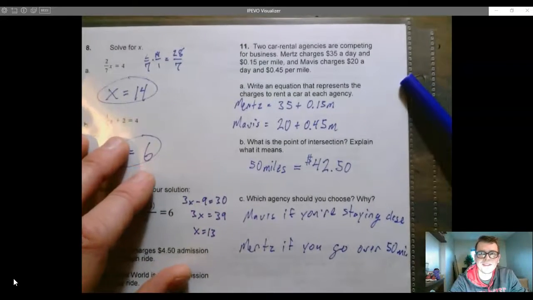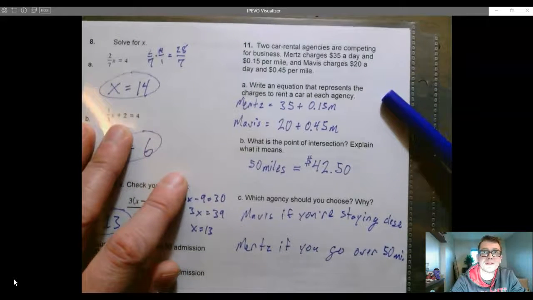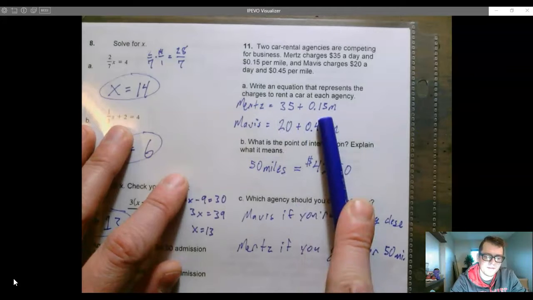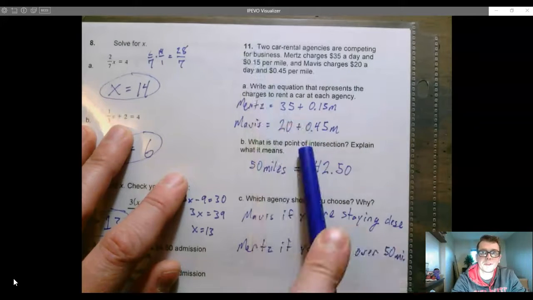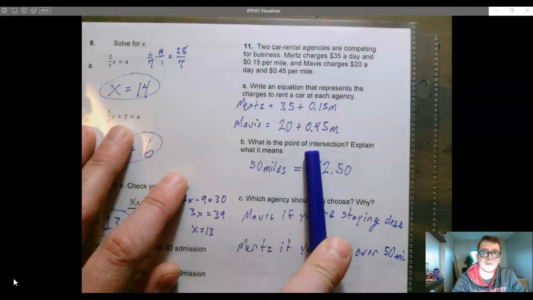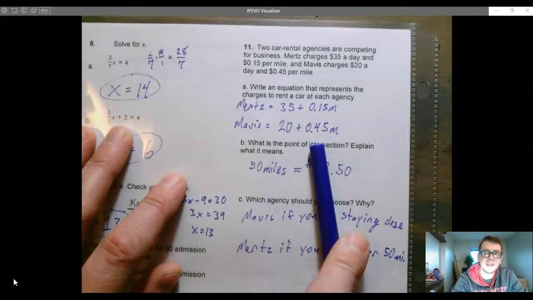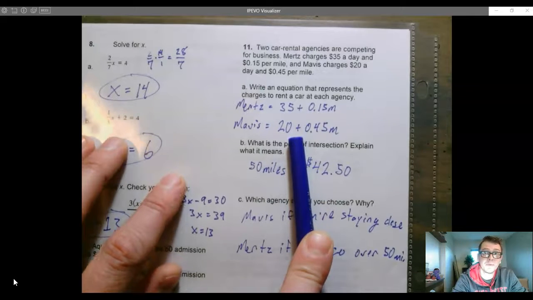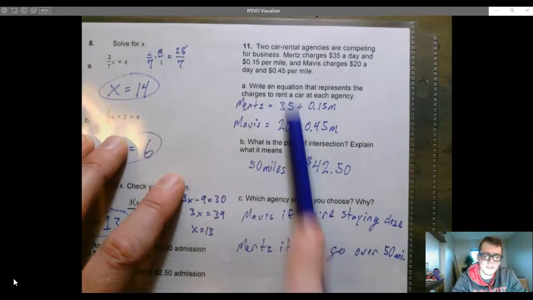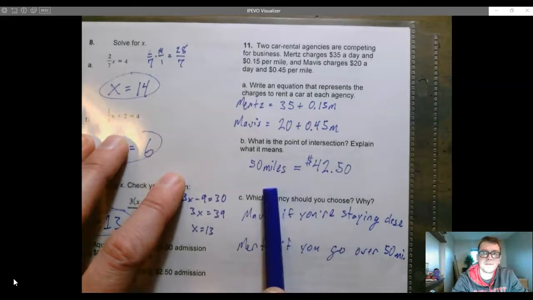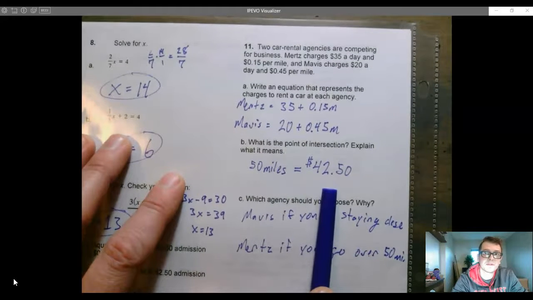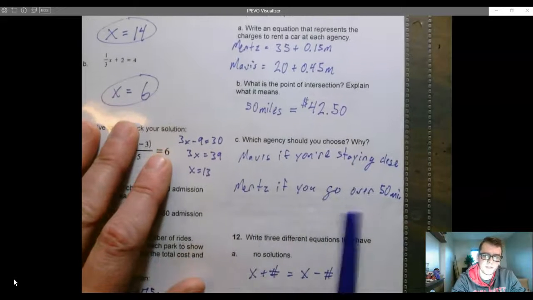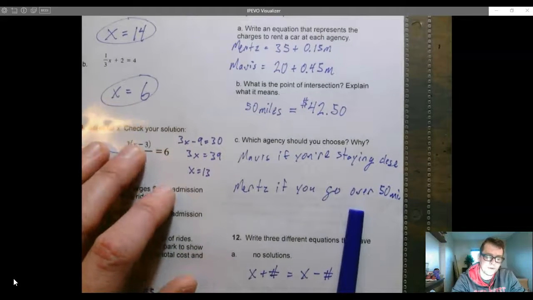Mertz and Mavis. Yes, this is kind of a wink or a nod at car companies that actually exist. But we have our base fee per day, 15 cents per mile. One thing I need to go back and rewrite for this problem is this is just for a 1-day rental, right? So some of you guys wrote about, well, it depends on how many days we're renting. We are not going to put a variable attached to our days because we're just going to talk about a 1-day rental. So where they would be equal, if we set the two equations equal to each other, would be at 50 miles. They would both cost $42.50. So Mavis, if you're staying close and going for a short trip, or Mertz would be the better choice if you're going on a long trip or a trip over 50 miles.